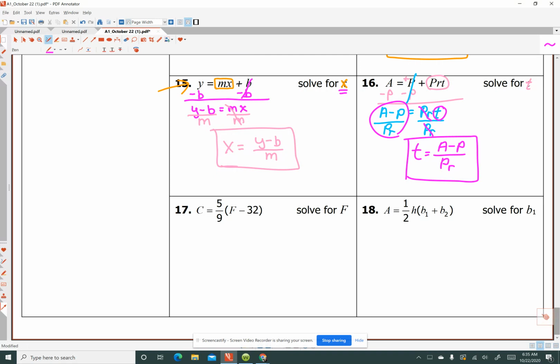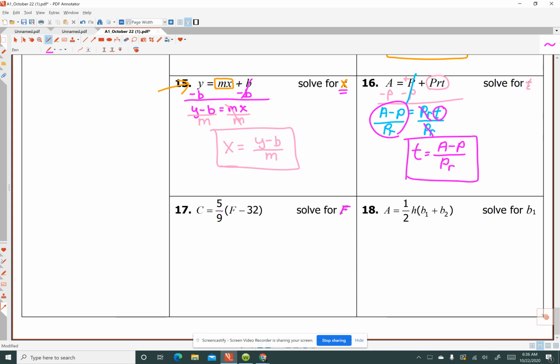Last two problems, please try them on your own if you haven't yet. So we have C equals 5/9 times F minus 32. This is the formula for converting from Celsius to Fahrenheit. And they've asked us to solve for F.